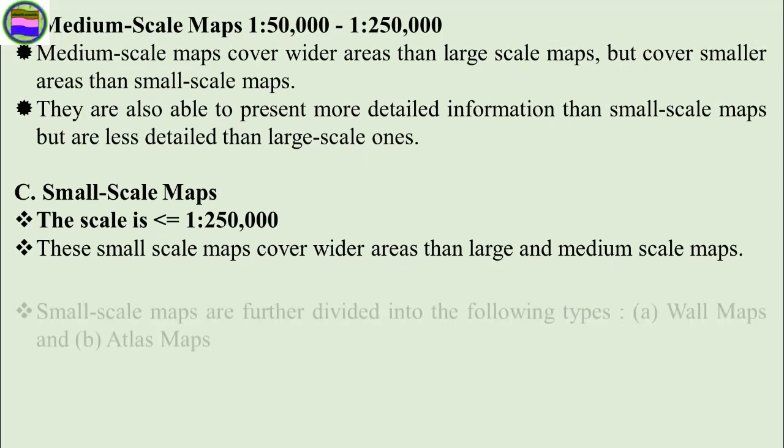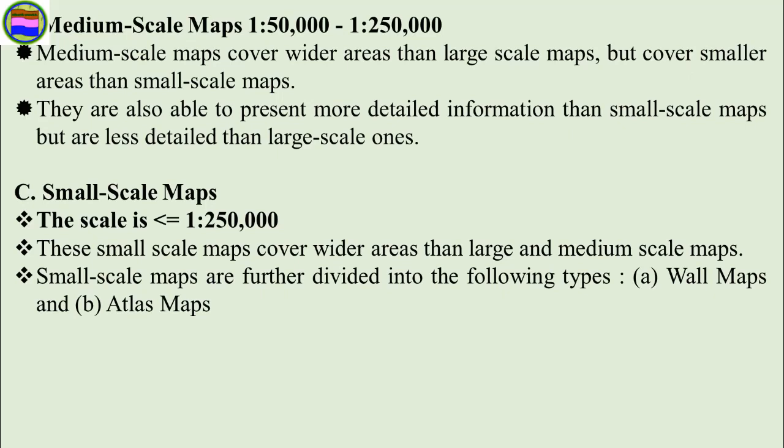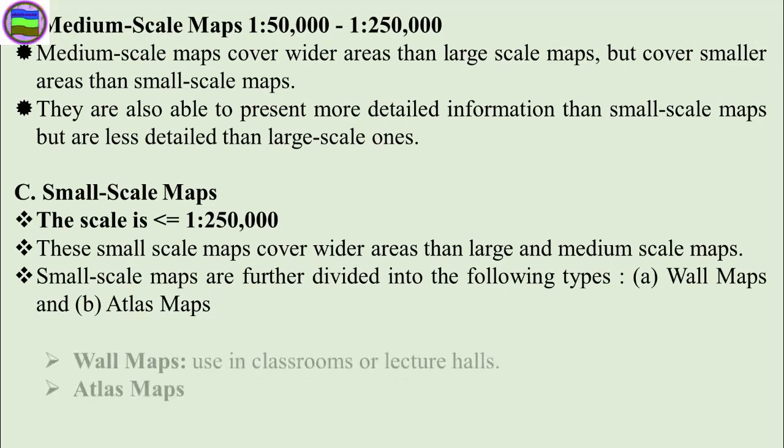Small scale maps are further divided into the following, for example, world maps and atlas maps. That means it covers a large area, meaning that a world map or atlas map covers a worldwide area. The scale is very small and it covers a large area, but the information has very little detail.